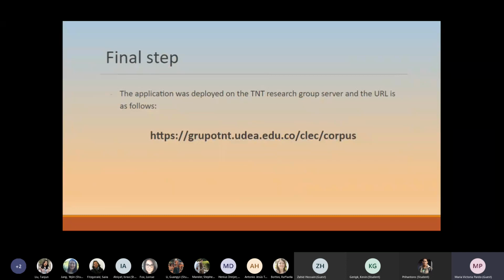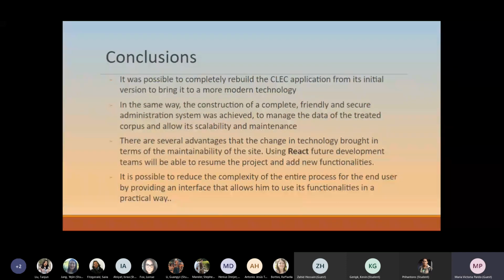This is the URL. This application was deployed on the TNT Research Group server, as the URL shows. Okay. And now I will present some of my conclusions, but first of all, I didn't put it here, but one of my conclusions is that doing the tagging of errors manually is very hard work, but it's worth it, because at the end, when you have a corpus that is tagged, it's very easy to do all the work that you want to do, because you can do counting, you can do all the statistics, you can obtain many things from that.